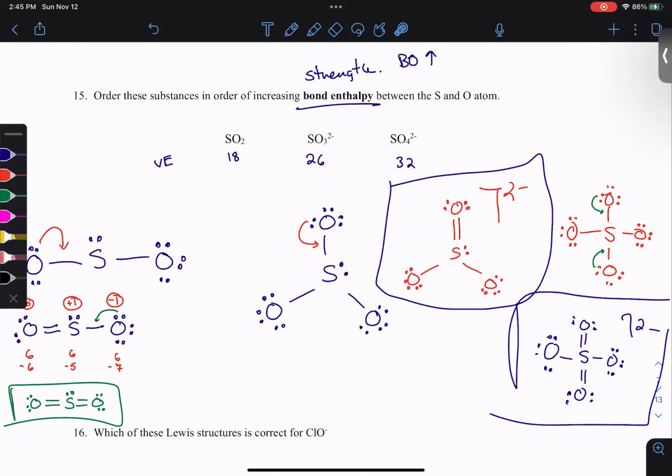To make this an exam question worthy question, we would give you the structures because we understand that this is very time consuming to draw these Lewis structures. So let's pretend like an exam question was, I give you these structures. Tell me, order these in increasing bond enthalpy. So at this point, we should just be able to look at the structures and recognize which one has the strongest SO bond, which one's the weakest SO bond. So really, we need to calculate bond order.